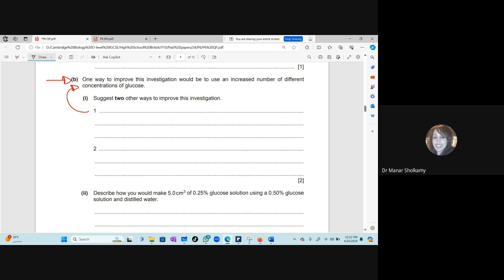Give me answers quickly. Repeat and take the average. Of course, I'm going to repeat and I will take the average. What else?